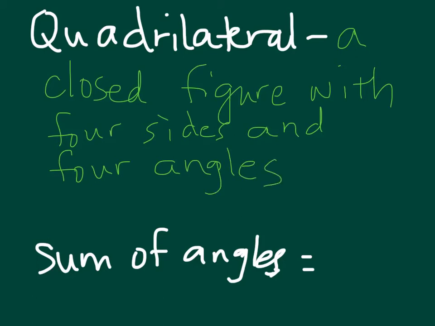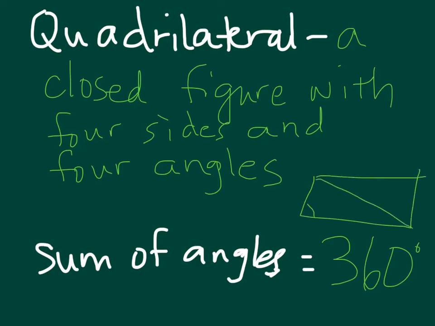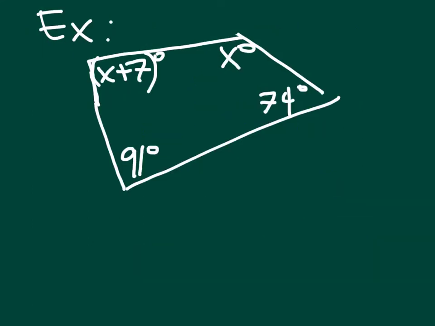And the sum of the angles in the quadrilateral, it has four angles, and the sum of those four angles is 360 degrees. And if we draw ourselves a quadrilateral, we can see that we can divide it into two triangles, and these three angles in this triangle are 180, and this triangle has three angles which are 180. So the four angles of the quadrilateral add to give us the 360. Let's look at an example.